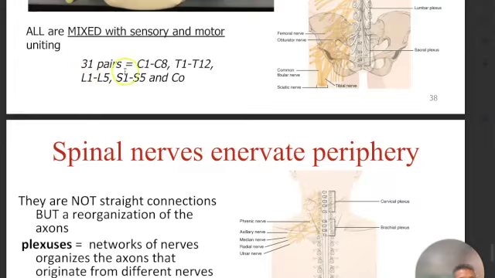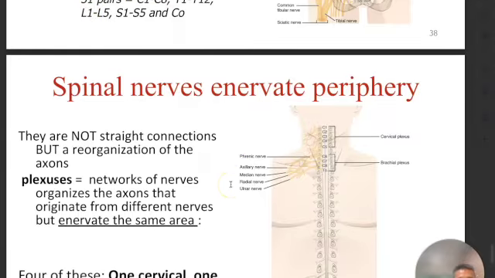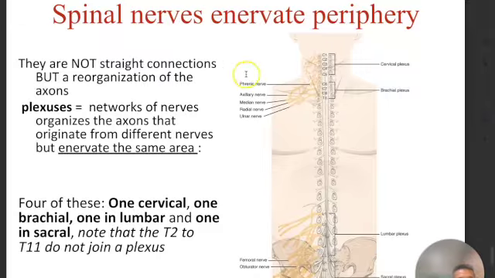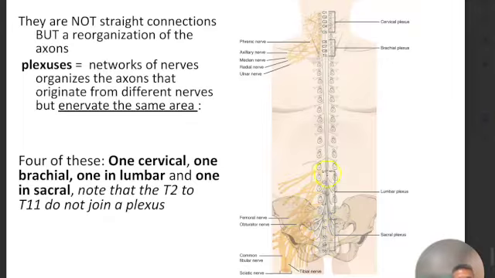You have 31 pairs of spinal nerves. Spinal nerve innervates the peripheral. So here's the spinal nerve. It innervates the peripheral nerve. So these are called plexus. Plexus are network of nerves. So coming out from the neck will be cervical plexus. Coming out of the lumbar, going down to the legs, will be your lumbar plexus.